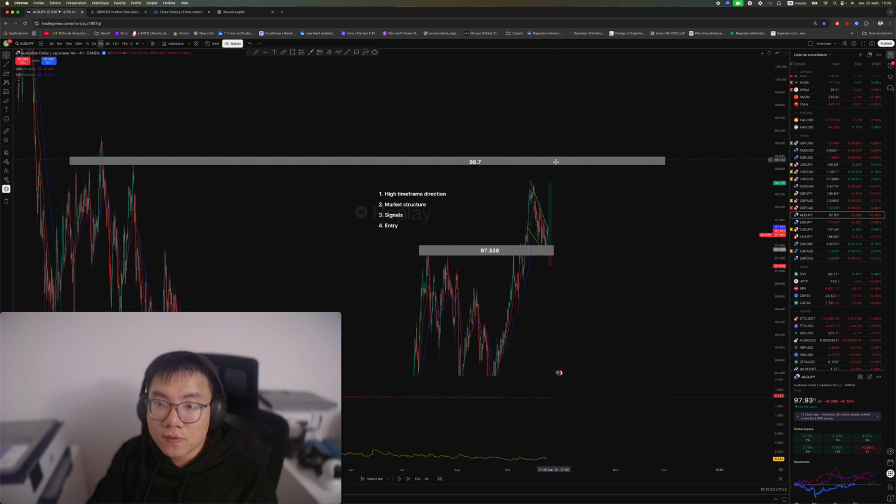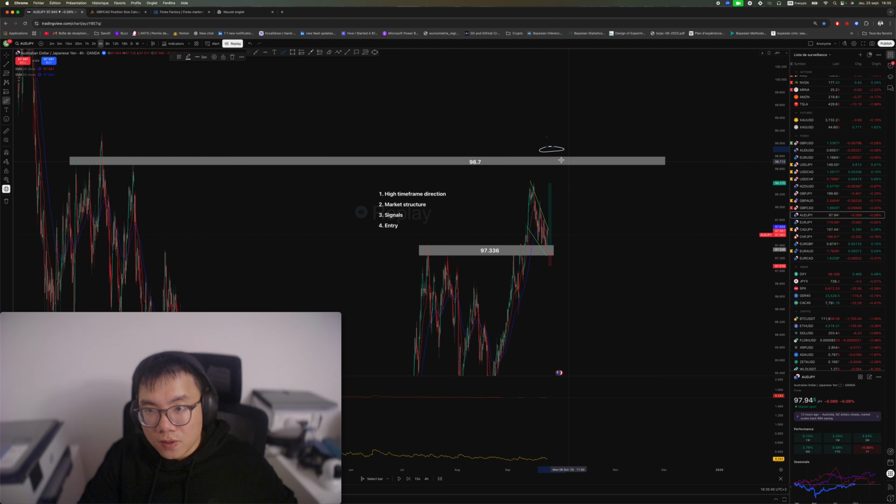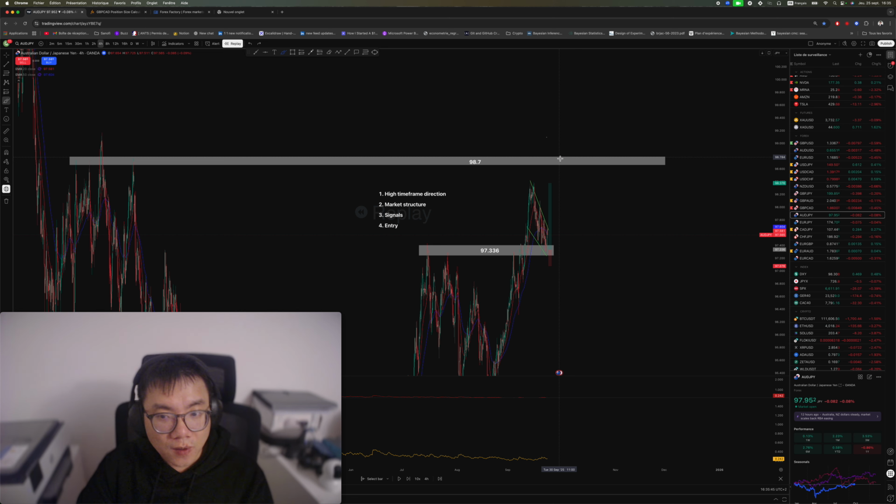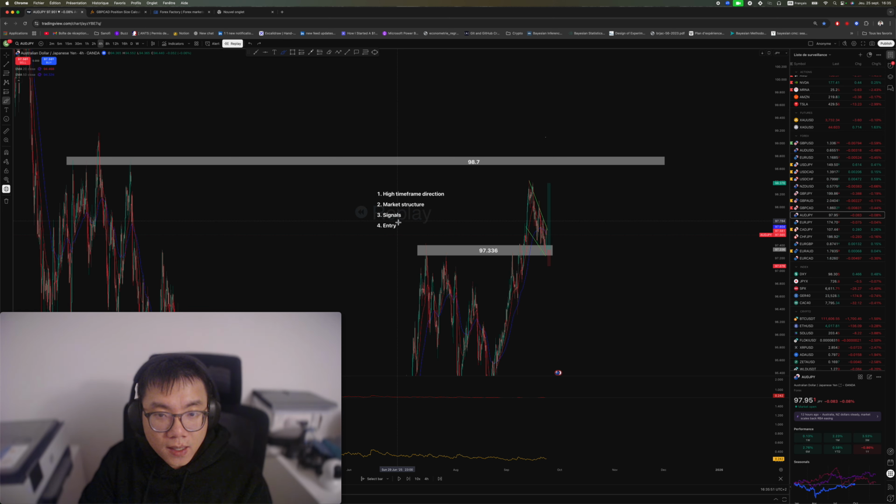So since I have a resistance here, it doesn't make sense to aim for a TP that is above this level, right? It doesn't make sense because I know that price can likely be blocked by this level. So that somehow doesn't help me to manage my expectation. So that was the second step, market structure, and the last one is my signal, right?